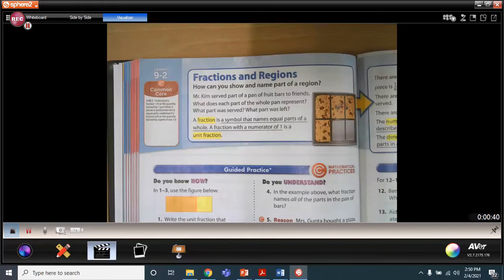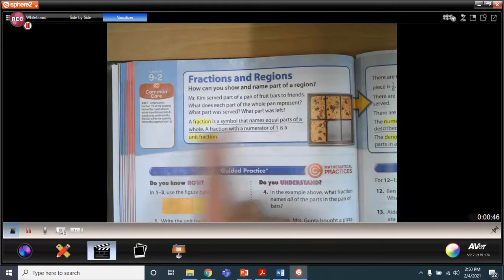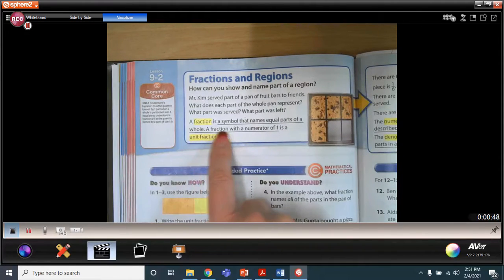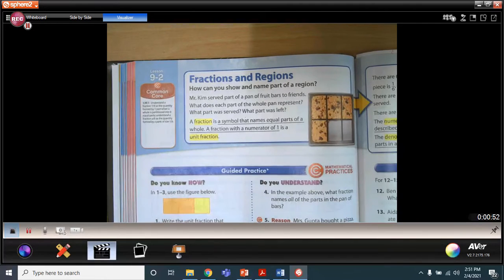So you will notice right here, it says a fraction is a symbol that names equal parts of a whole, and a fraction with a numerator of 1 is a unit fraction. That means one of the pieces of the whole. And we're going to talk about that in just a minute.